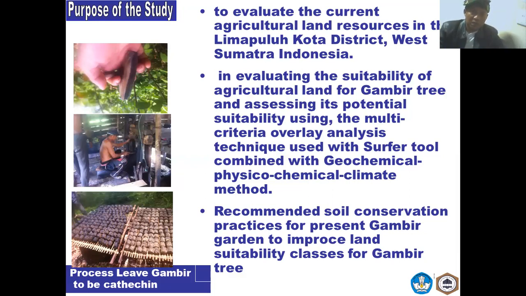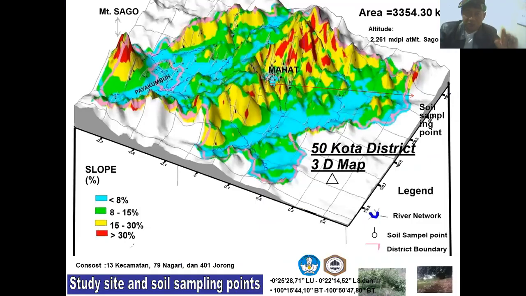The purpose of the study is to evaluate the current agricultural land resources in the 50 Kota district, West Sumatera, Indonesia, evaluate the suitability of the agricultural land for the Gambir tree, and assess the potential suitability using the multi-criteria overlay analysis technique with the surface tool combined with geochemical, physical-chemical and climate methods. Thus, we recommend soil conservation practices for the present Gambir garden in the 50 Kota district to improve land suitability classes for the Gambir tree.